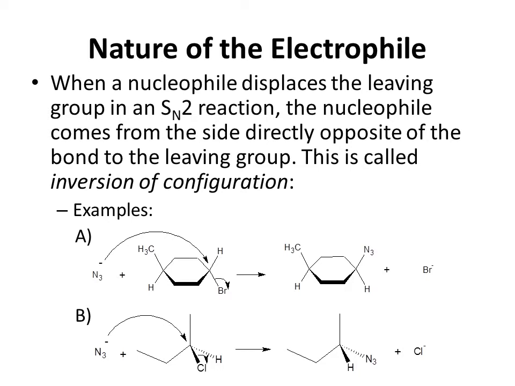So think about this. Bromide was originally pointing down. Azide is pointing up. So you notice they're pointing in opposite directions. That's the inversion of configuration.